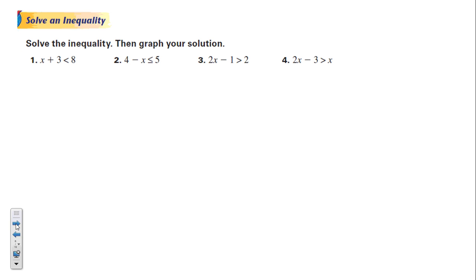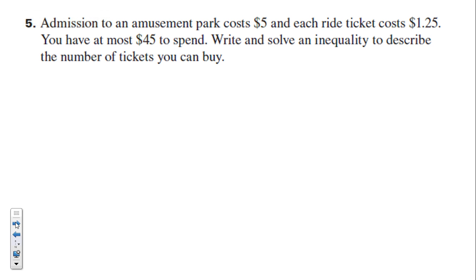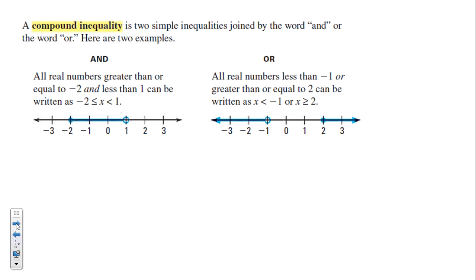All right, a couple more examples. It's the same thing over and over, guys, so not too worried about this. Remember, if you multiply or divide by a negative, the inequality flips. I don't like it. And okay, so if you have the word and, it's called a compound inequality.